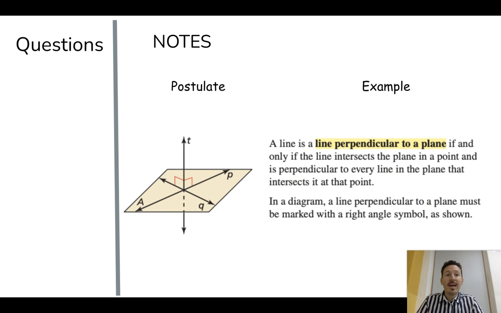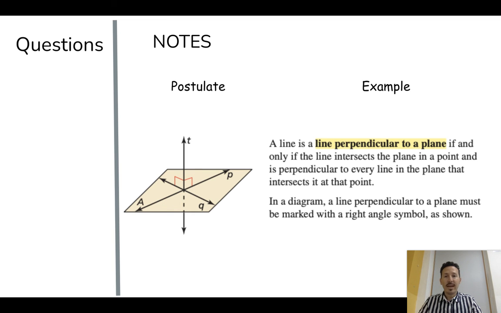And then we have a line perpendicular to a plane. So it's perpendicular to a plane, like coming straight out of it, just like you see in the diagram, if and only if the line intersects the plane in a point and is perpendicular to every line in the plane that intersects it at the point.